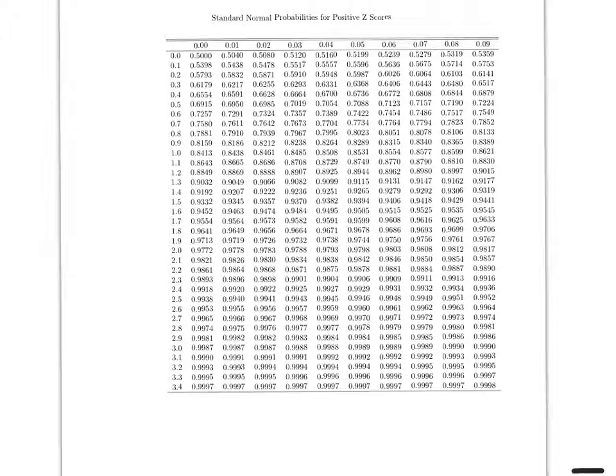Okay? So once I have that, I'm going to move to the left and pick up the horizontal value. And the horizontal value is 2.0. Then I'm going to move to the top and pick up the horizontal value here, and that's 2.05. Okay?